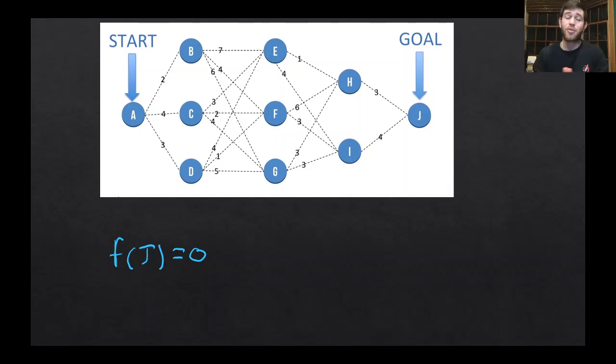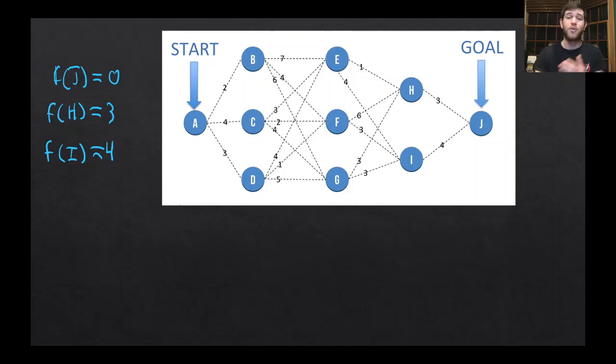We also know that in the previous stage, where we could be at either H or I, those only have one option. If you're at H, you spend $3, and if you're at I, you spend 4. So if we're at H, we're going to spend 3. f of H is 3, and f of I is 4. Now we're going to do the previous stage.